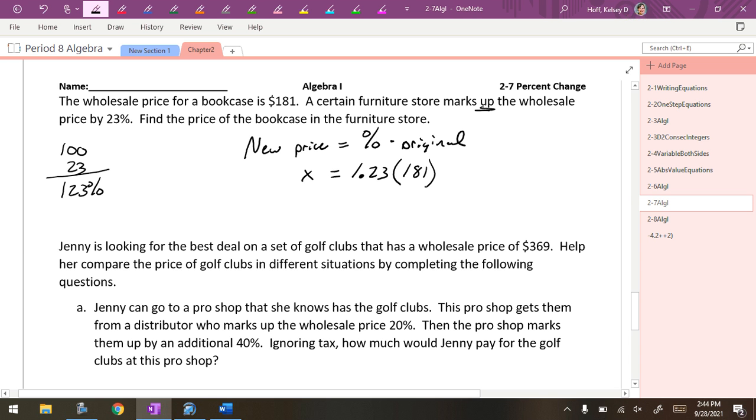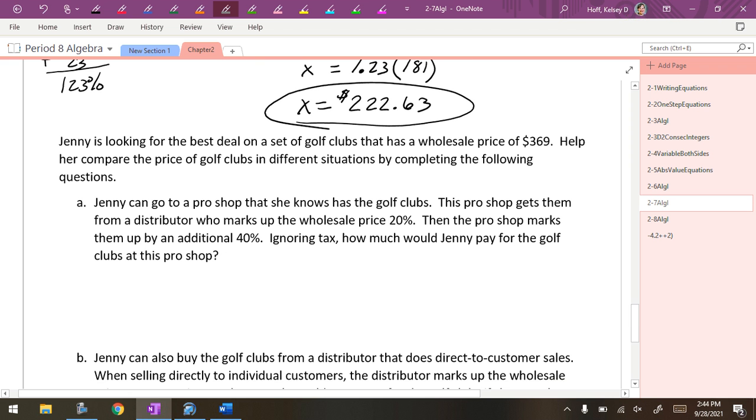So take 1.23 times 181. Now you're talking money. If you need to round, round appropriately. What is your answer? 222.63. Yes. That's how companies make money. They buy it in bulk at a cheaper rate, and then they mark it up a certain percentage.